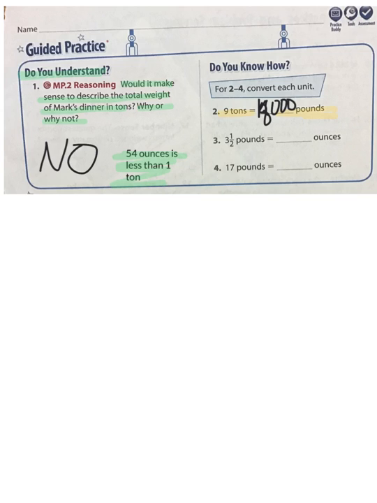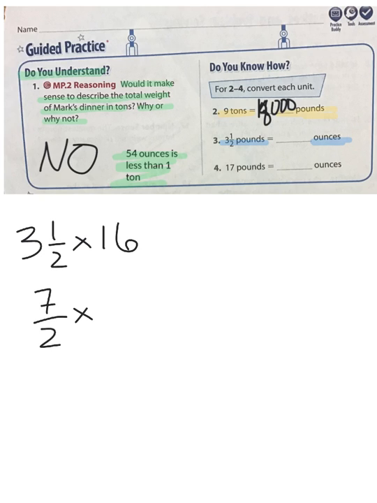All right, number 3. We have 3.5 pounds to how many ounces? Well, we have to figure out how many ounces are in a pound, which is 16. So we need to multiply 3 1/2 times 16/1. You can multiply across 7 times 16 and then divide by 2, or you can use the trick that we've been working on.